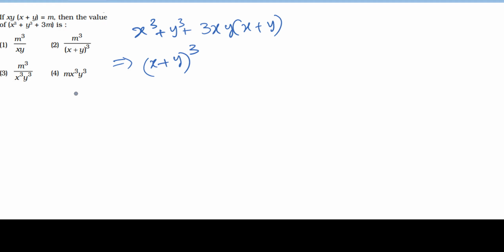3xy into, but there are no options. Okay, so from here again we substitute the x plus y value. From there x plus y becomes m by xy, right? So we just substitute here. Then it becomes m cube by x cube y cube.